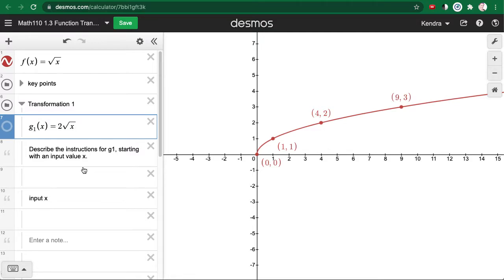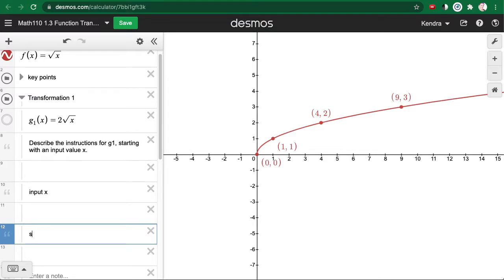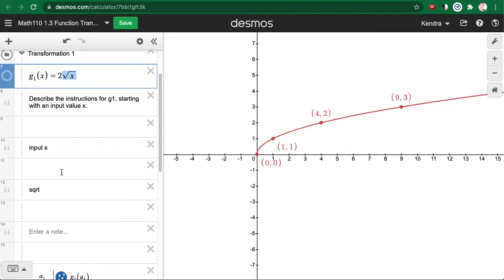In tracking the process of this transformation, it is helpful to describe the instructions for G1 starting with an input value of x. So if I input an x value, the first thing that I am supposed to do is square root that input. After I've square rooted it, the next thing I'm going to do is take that and multiply it by 2.